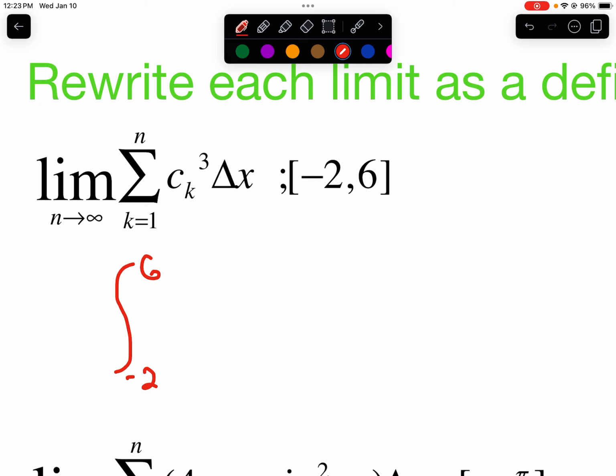In terms of our integrand, it looks like the heights of our rectangles are given here, where c subscript k is being cubed. Well, if it's being cubed, then our function here, our integrand, must be x cubed, and that delta x, the width of our rectangles, coincides with our dx. So there it is, written as a definite integral.